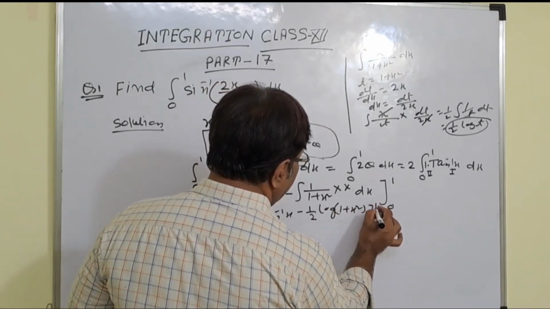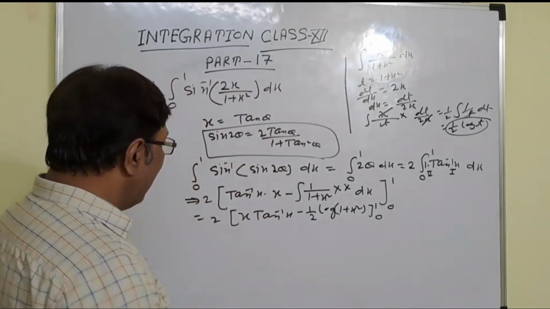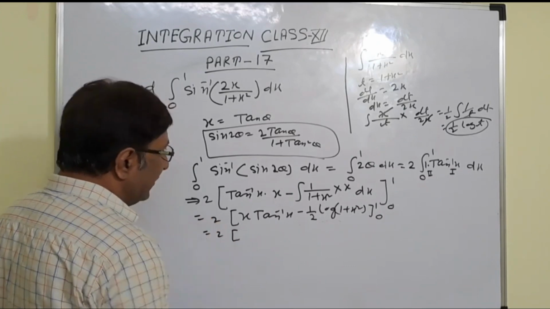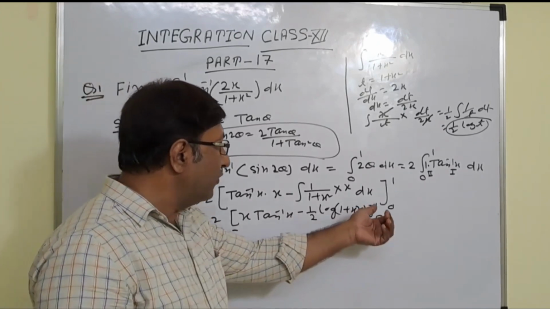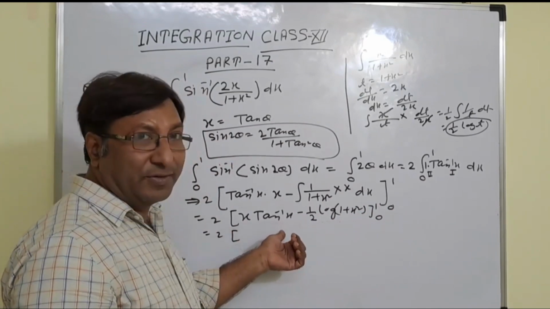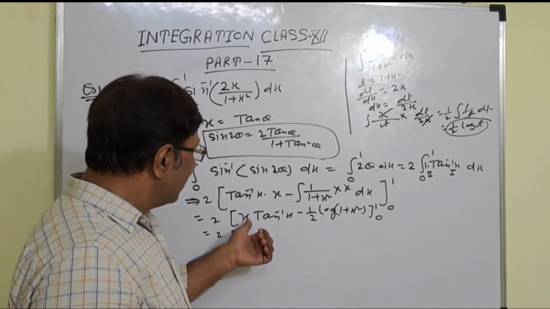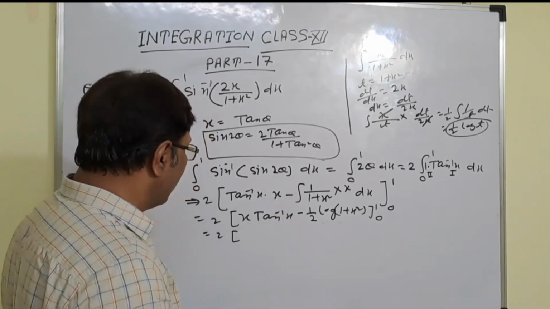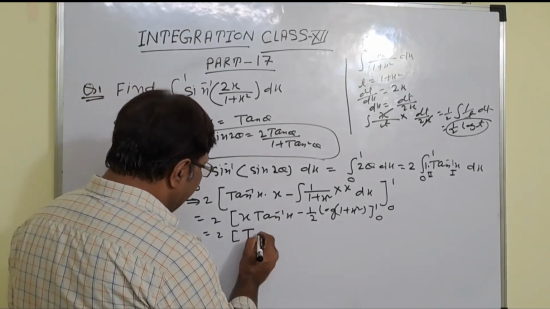And here the limits are 1 and 0. Now it is very easy because this is a definite integration. So just put the value of the upper limit first. So x into tan inverse x, put x equal to 1. So this is tan inverse 1. Tan inverse 1 is what? Pi by 4.